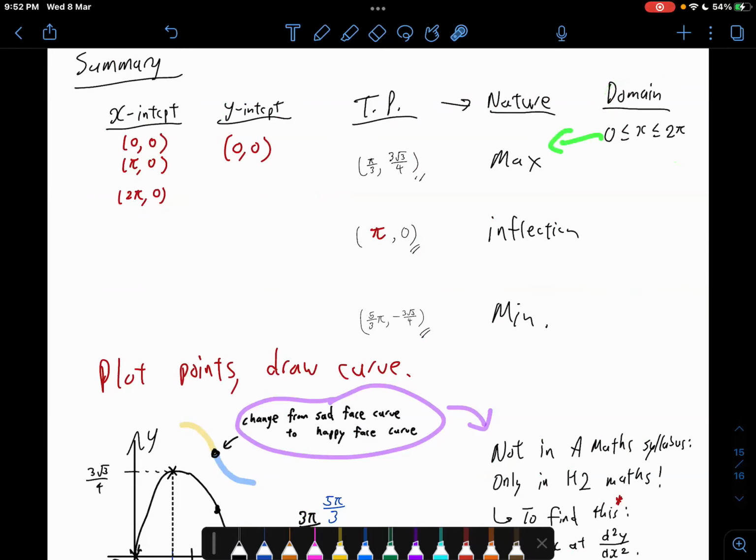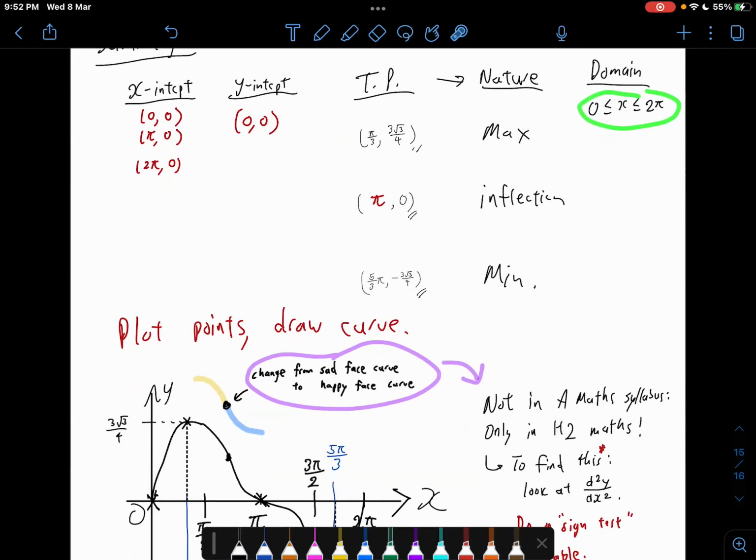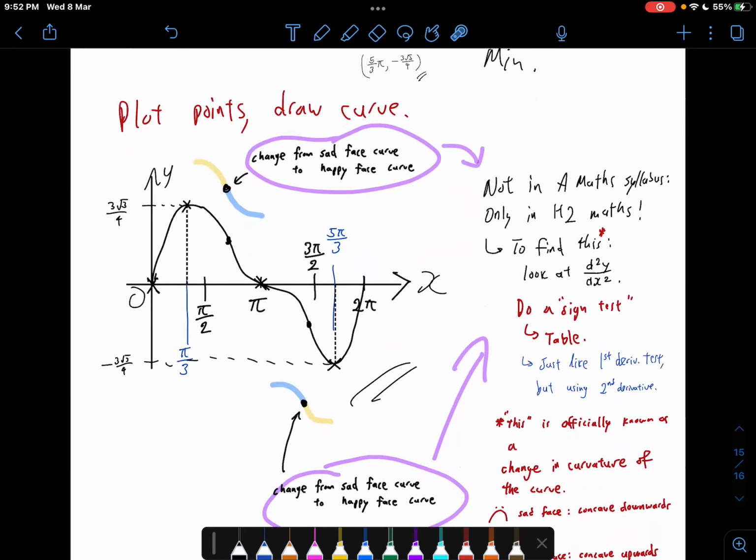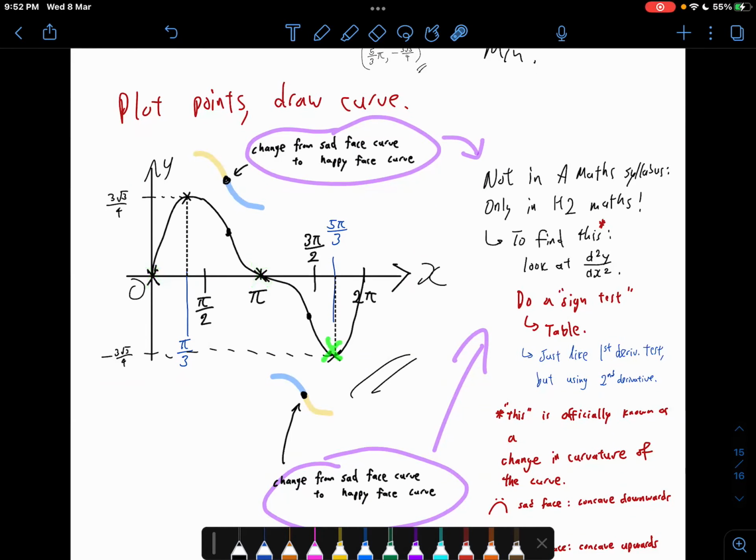Don't go to negative values of x. Don't go to values bigger than 2 pi. Keep within the domain. Stay within your territory, requested by the question. With all this information, you can now draw the curve. Plot the points, all these points, and just connect the dots. This is maximum, that is minimum, and that's our inflection point.